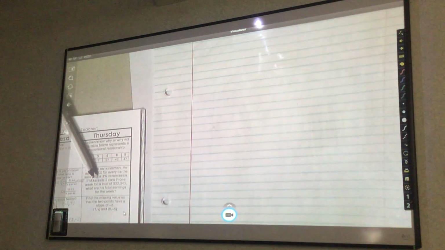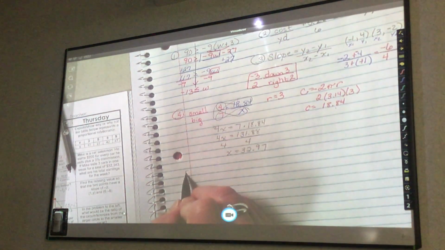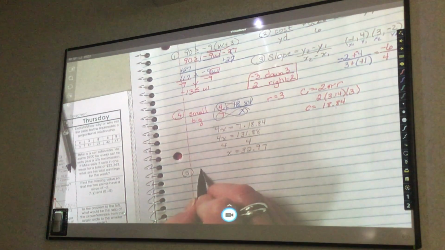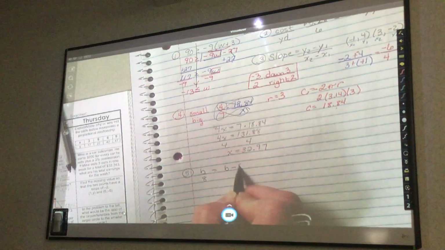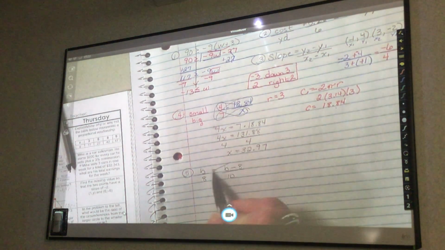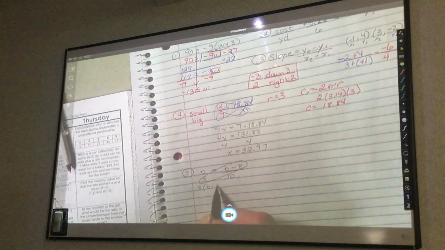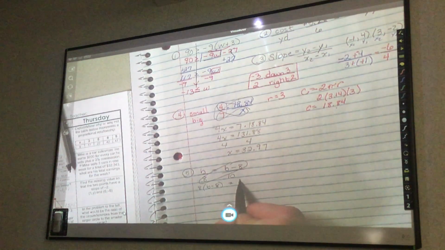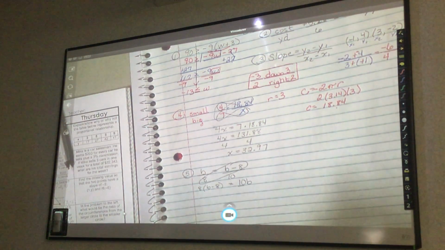My next problem is number 5. You are solving the proportional equation. How do we solve it? Cross multiplication or cross product. You have to show your work. 8 times b minus 8 equals 10 times b. You always put the number before the letter. Don't put b times 10.